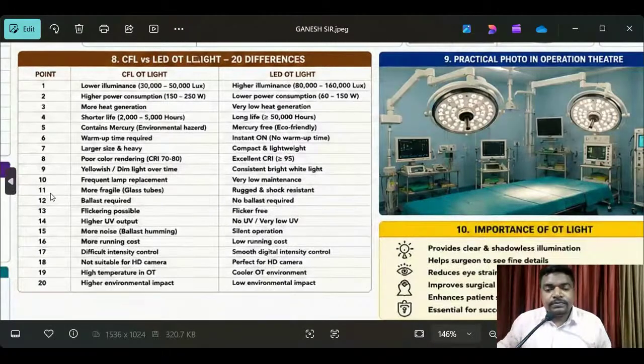Yes, come on. 11th point, see here, OT light, I'm talking about the surgical OT light in the department comparison. Okay, CFL has more fragile glass tubes, and LED is rugged and shock resistant. So this is the difference between CFL and LED in OT light. And see here, CFL ballast required, LED no ballast required, very fantastic, because a ballast is a transformer choke with limited voltages, and if high or low voltages come, it will get damaged, but it is not like that in LED.